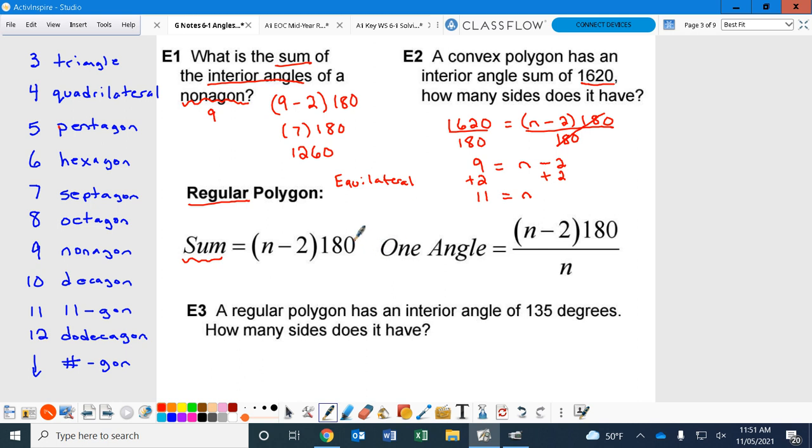If it's equilateral, then all the angles are going to be the same. That's that weird word that we talked about, and it is not equidistant, but that was a good try. It was one of our words we had. It's called equiangular. All the same sides, all the same angles.